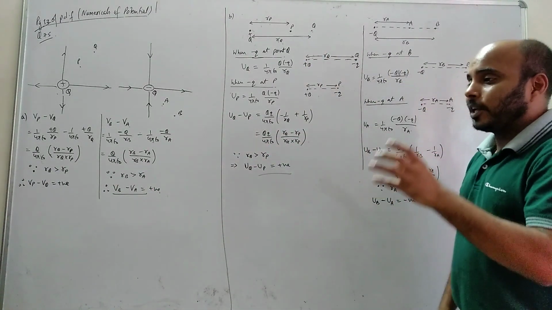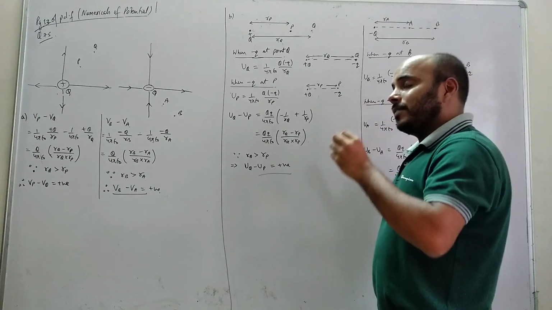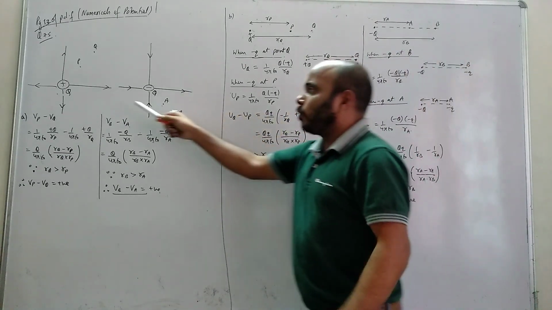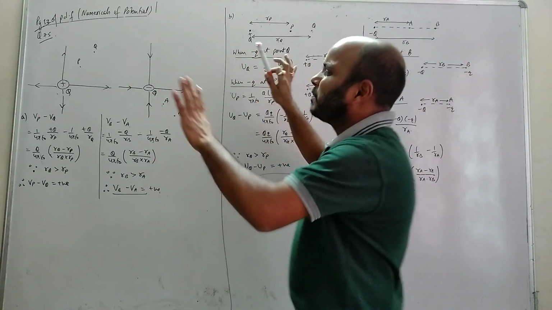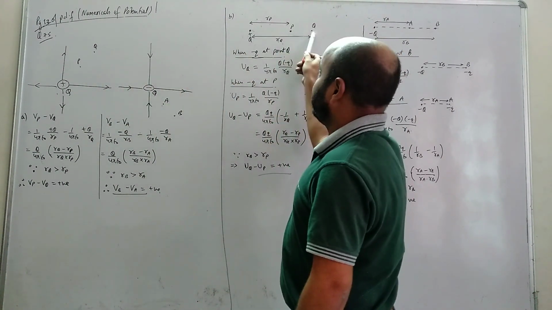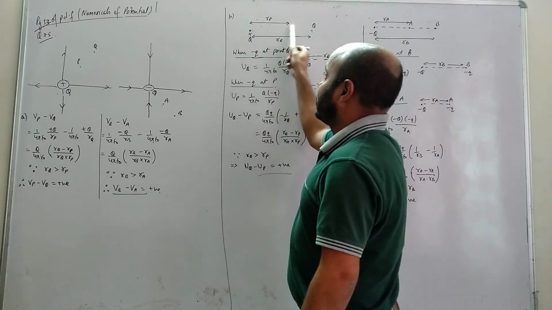What is the potential energy difference when this negative charge is placed from Q to P? I have drawn the same figure again, but in a simplified version. Plus Q here, point P, point Q. Point Q is at a distance of RQ. Point P is at a distance of RP.